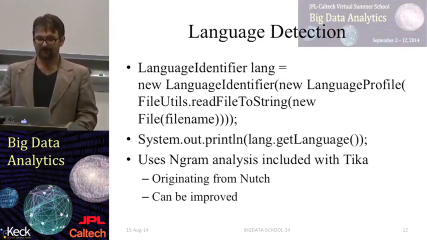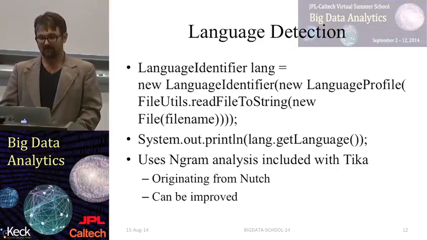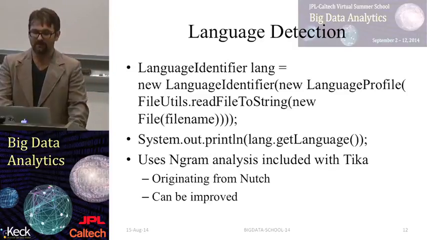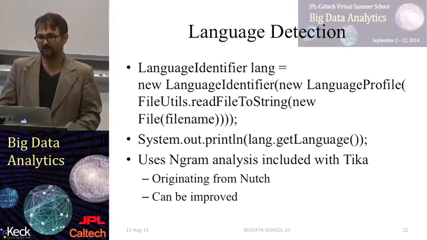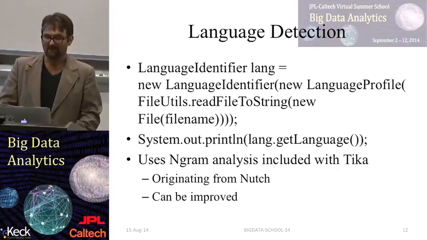How would you do language detection in Tika? Tika has a language identifier class. You simply instantiate a new language identifier. You give it a language profile. You give it some snippet of a file. You can either give it the text from all of the file of a particular language, or you can give it some snippet of text. And what the language identifier does is it compares that text for the file that you give it against its internal language model using n-gram detection, and spits out a language detection for a file.